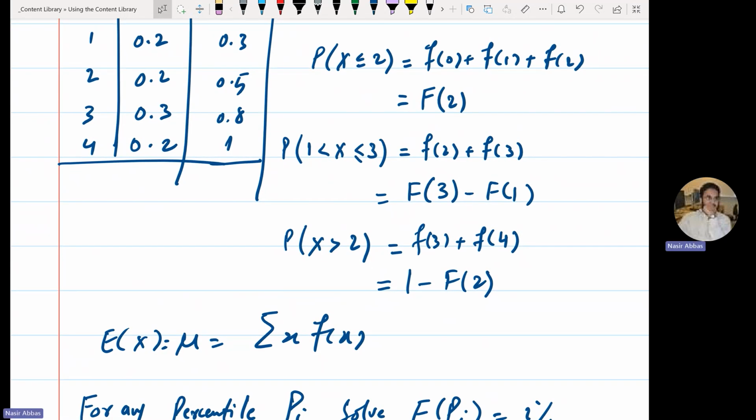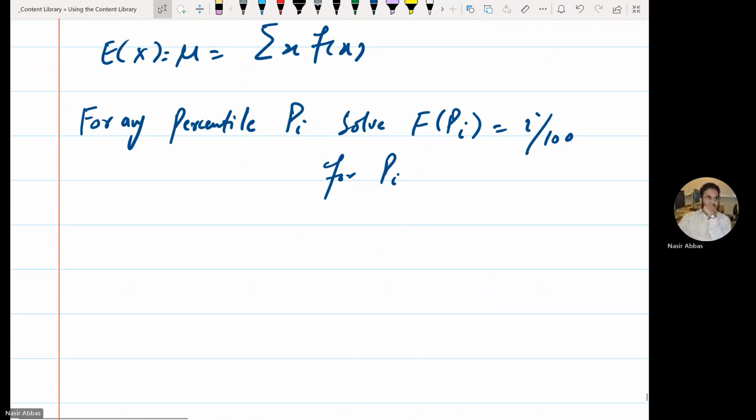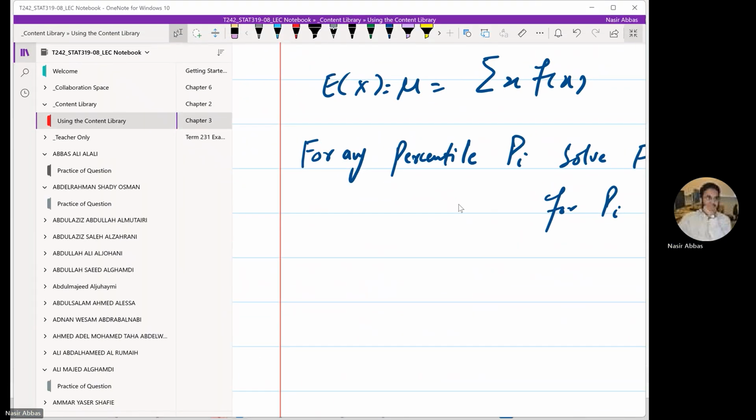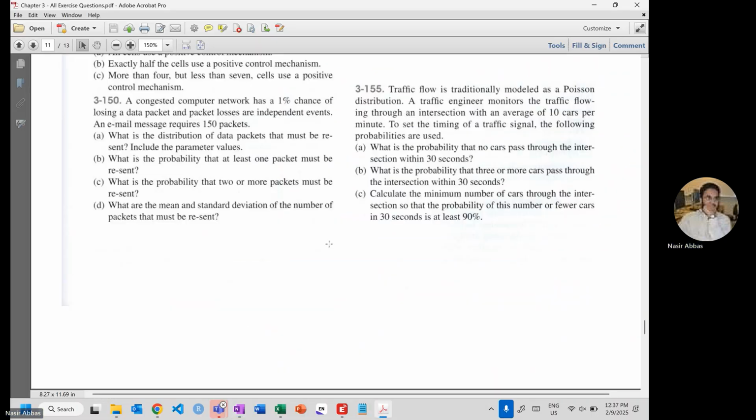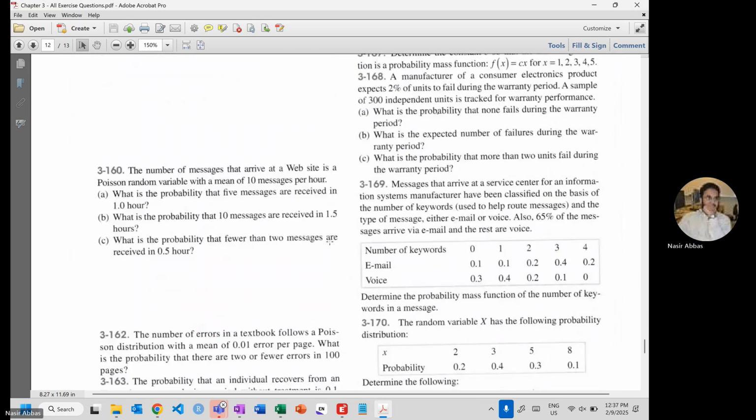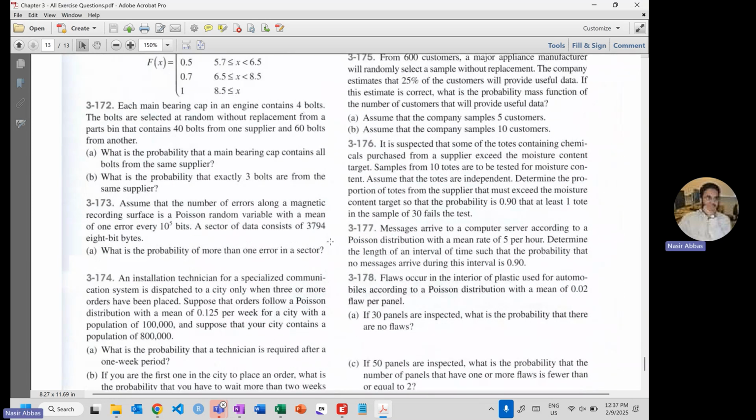Let us have one more question. 176. This is a little easier than the two we discussed before because this is not much complicated.